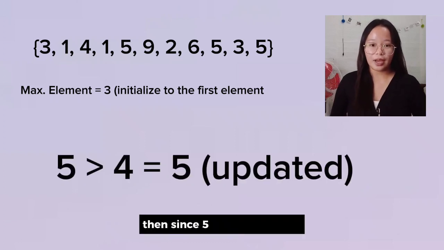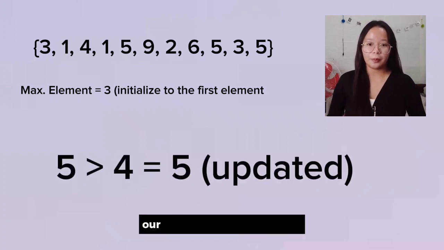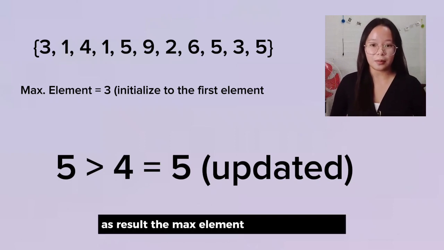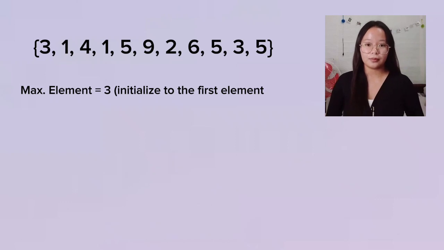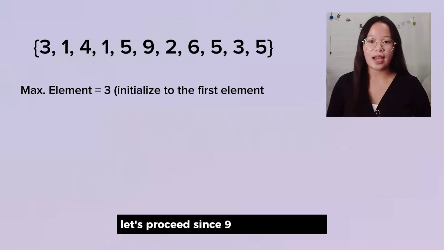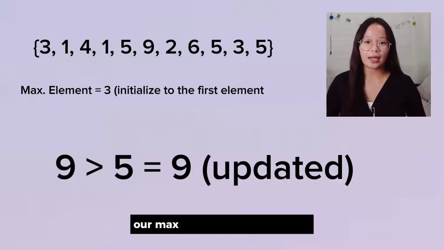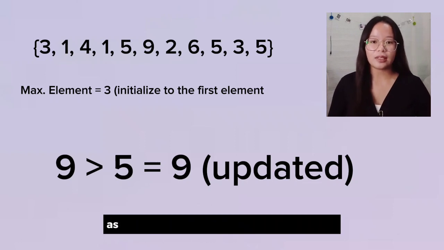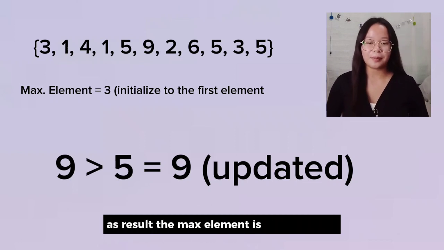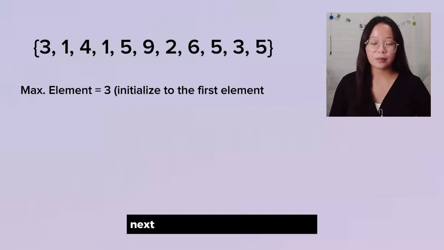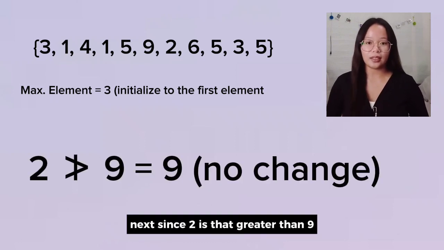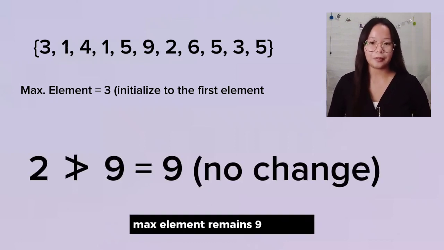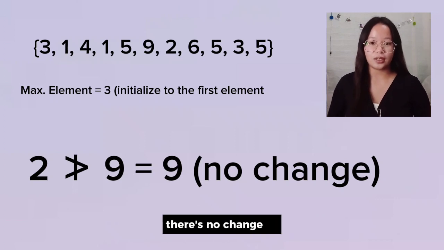Then, since 5 is greater than 4, our max element updates to 5. As a result, the max element is updated to 5. Let's proceed. Since 9 is greater than 5, our max element updates to 9. As a result, the max element is updated to 9. Next, since 2 is not greater than 9, max element remains 9. As a result, there is no change.